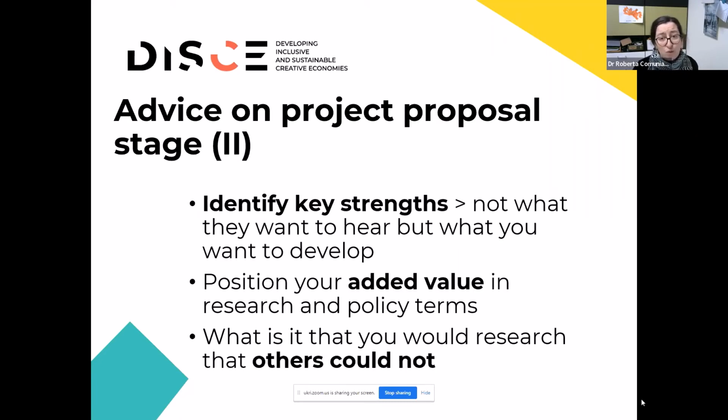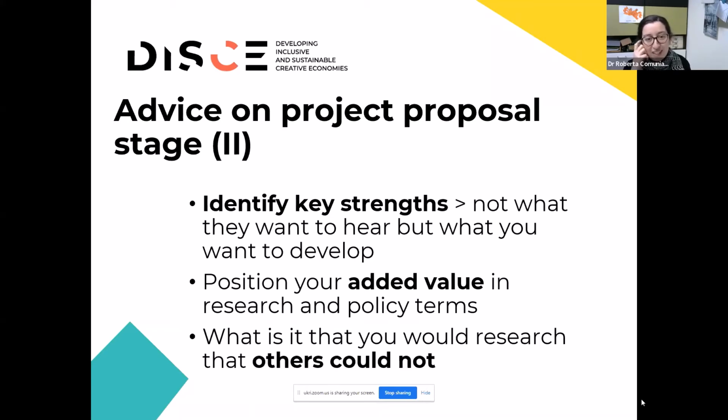Again, identify key strengths. This is a little bit challenging, because when you read a call, there is a lot of information within the call that already guides what they want from you when you apply. And there is a temptation to say, they want these, so we should definitely include that we want to deliver that. But I think it doesn't necessarily lead to a strong project. Actually, it's really about identifying your own key strengths. Across the consortia those might be different, but not be led by what they want to hear just because it's mentioned within the grant.